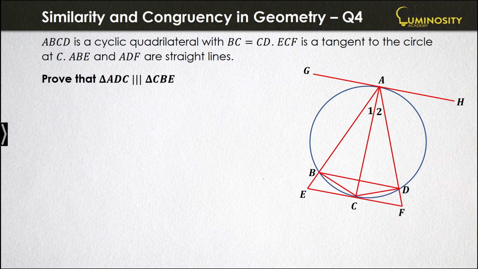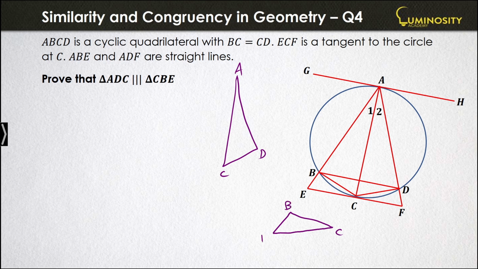Okay, next we want to prove that triangle ADC, so let me bring that triangle out so we can see it. So there's ADC. We want to show that it is similar to triangle CBE, which is the smaller one here. Okay, so let's see how we can do this. So far, I've used the tangent twice in two previous questions. I have not used the fact that these are straight lines yet, and I have not used the quadrilateral. So let's see what we can do.